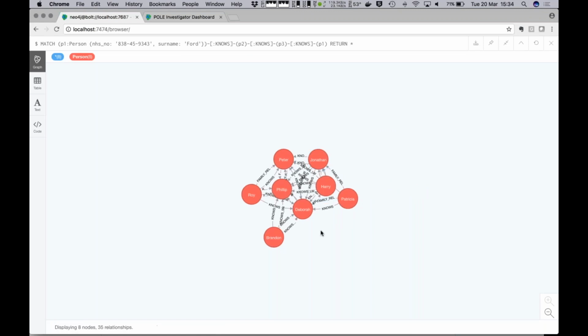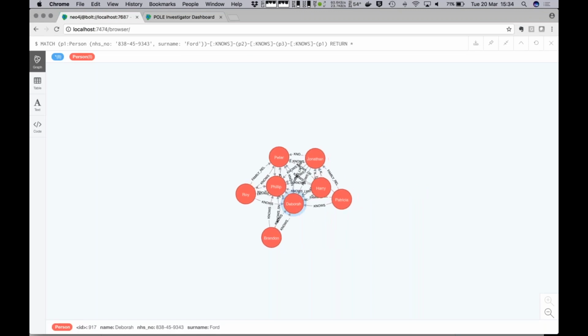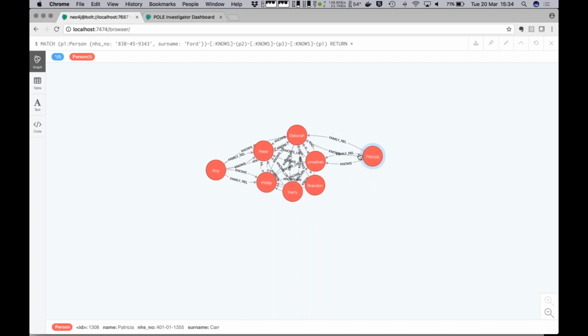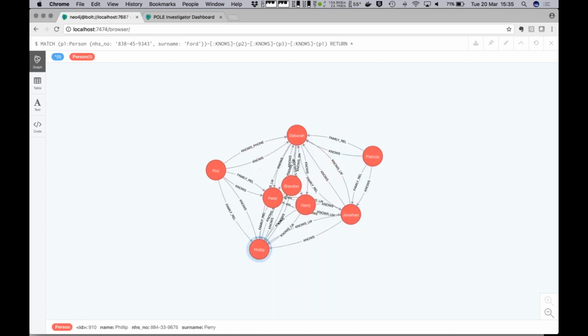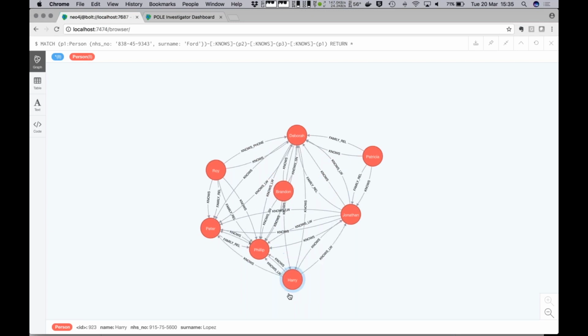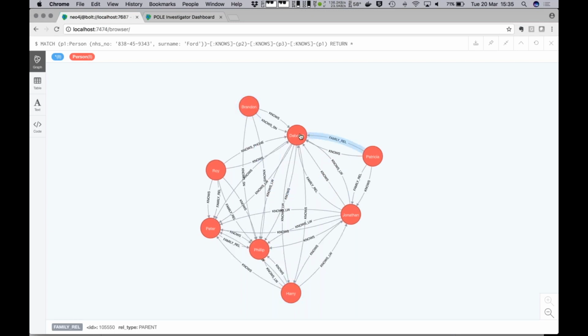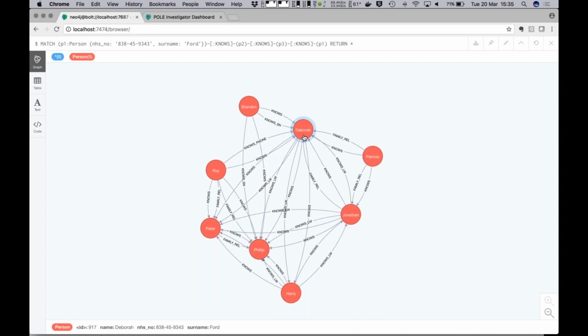Okay, so here's Deborah. We can see there's a nice little graph around her. And so each one of these is a triangle. So Deborah, her mom, Patricia. Patricia is also the mother of Jonathan. Jonathan is the sibling of Deborah. So this represents one triangle, right? Deborah, Brandon, and Philip is another one. So each one of these is a triangle, and there are 10 triangles that sit around Deborah in total.